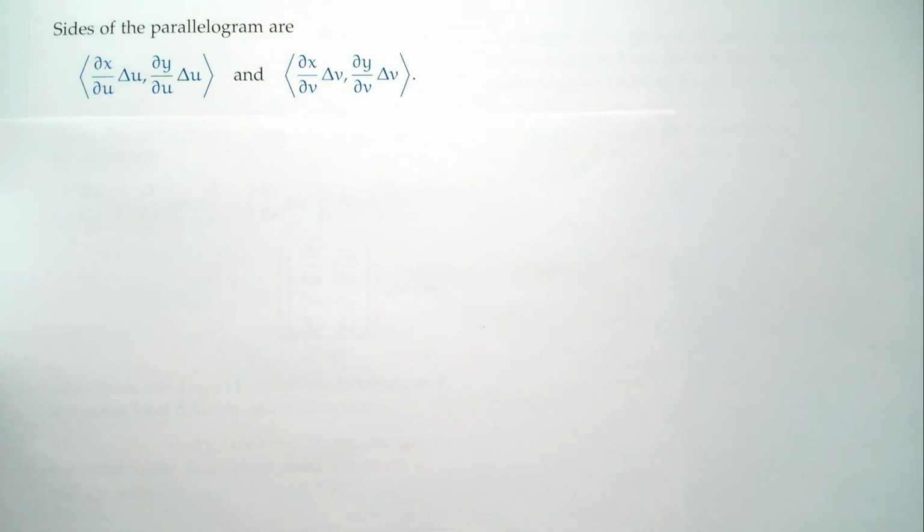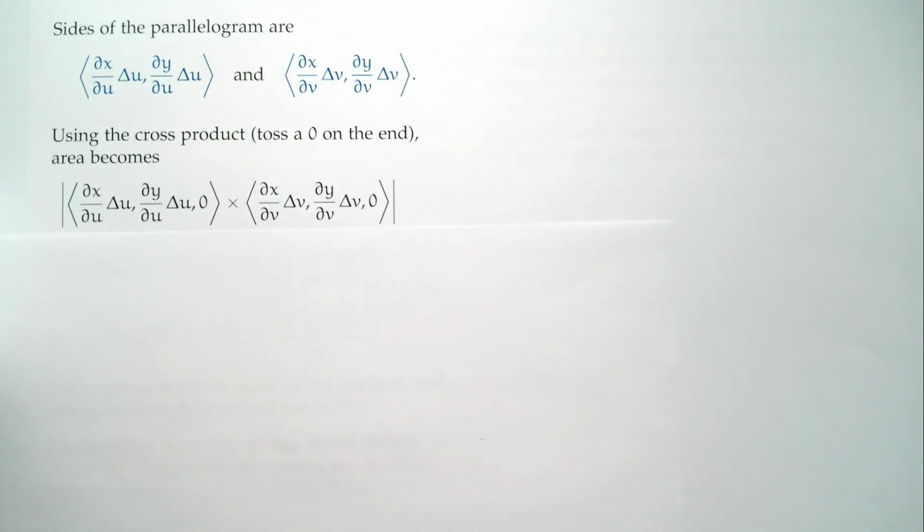Now, how do I find area? How do you find the area of parallelograms? Cross product. Well, there's one catch. What's wrong? It's 2D. Cross product, you need 3D. How do we fix that? Yeah, zeros. So we just say, look, 2D sits in 3D. You just toss the 0 on the end. So now we have two nice three-dimensional vectors. We can take the cross product and we work it out.